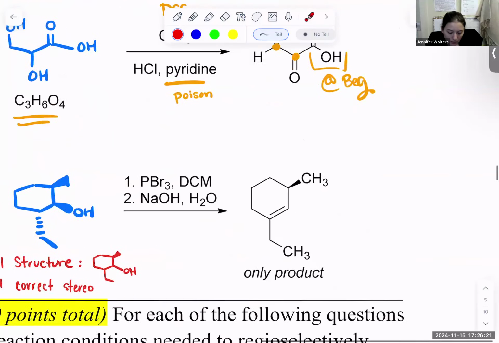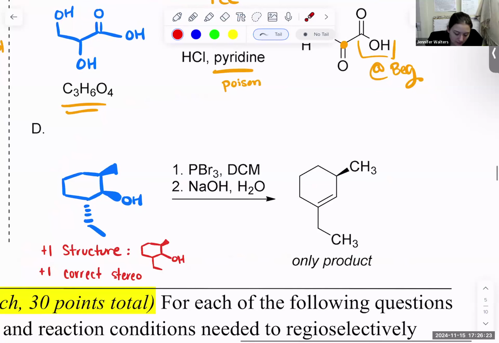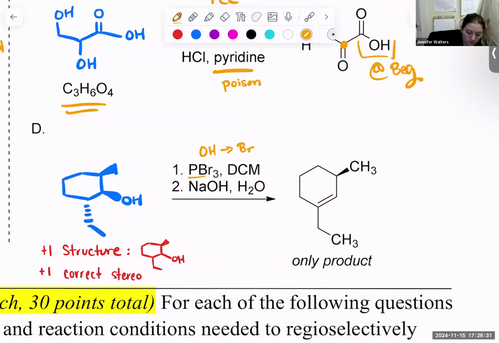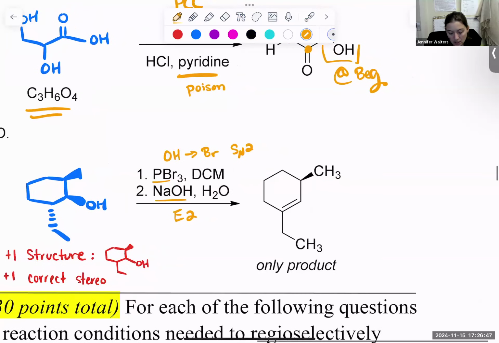D. All right, so for this, I am doing a two-step reaction. The first step I see is PBr3, which tells me I'm going from an alcohol to a bromine, and it's going to happen via an SN2 reaction. Then in the second step, I see NaOH. Because I know I need to end with an alkene, I must be doing an E2 elimination, because it's a strong base.